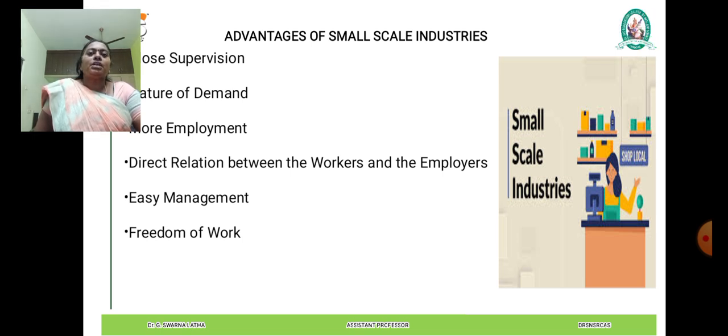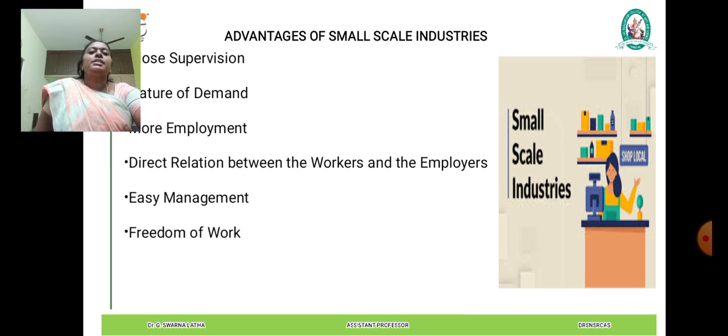Easy management. The management of a small business is very easy and economical. Simple accounts, and a few persons can manage the job well. Freedom of work. There is complete freedom of work in a small business organization. Workers are more or less self sufficient. They are not dependent on the capitalist and carry on their jobs freely.